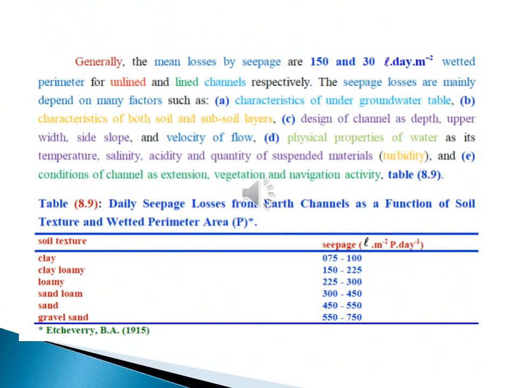The seepage losses mainly depend on many factors such as characteristics of the underground table, characteristics of both soil and subsoil layer, design of the channel such as depth, upper width, high flow, and velocity of flow, physical properties of water such as temperature, salinity, acidity, and the quantity of suspended material, and condition of channels such as extension, vegetation, and navigation, as shown in the cross table.